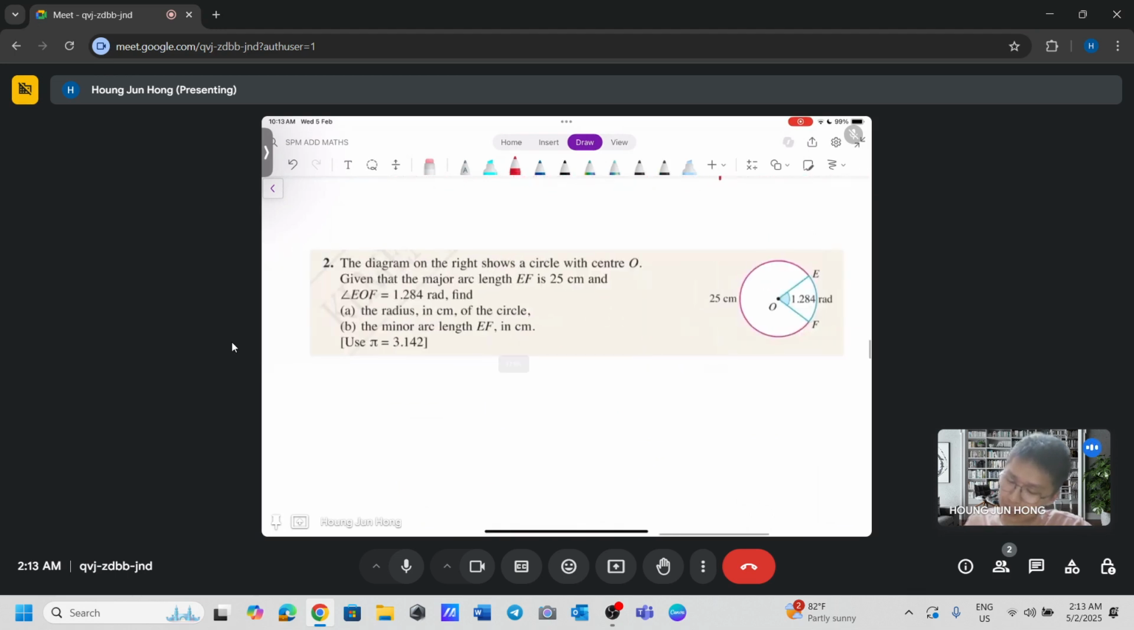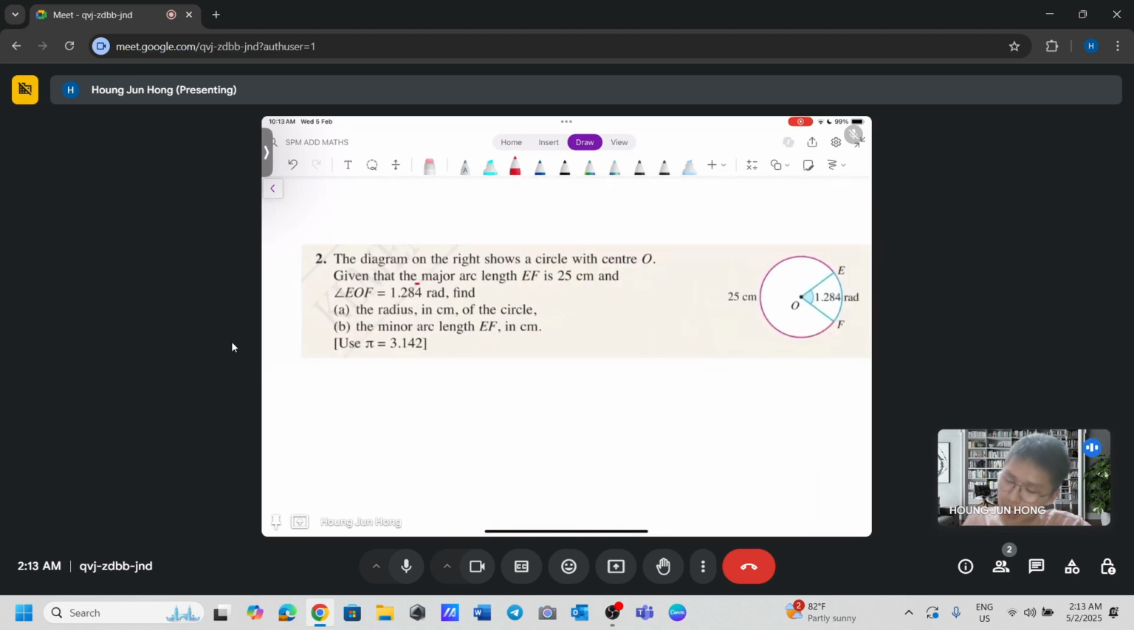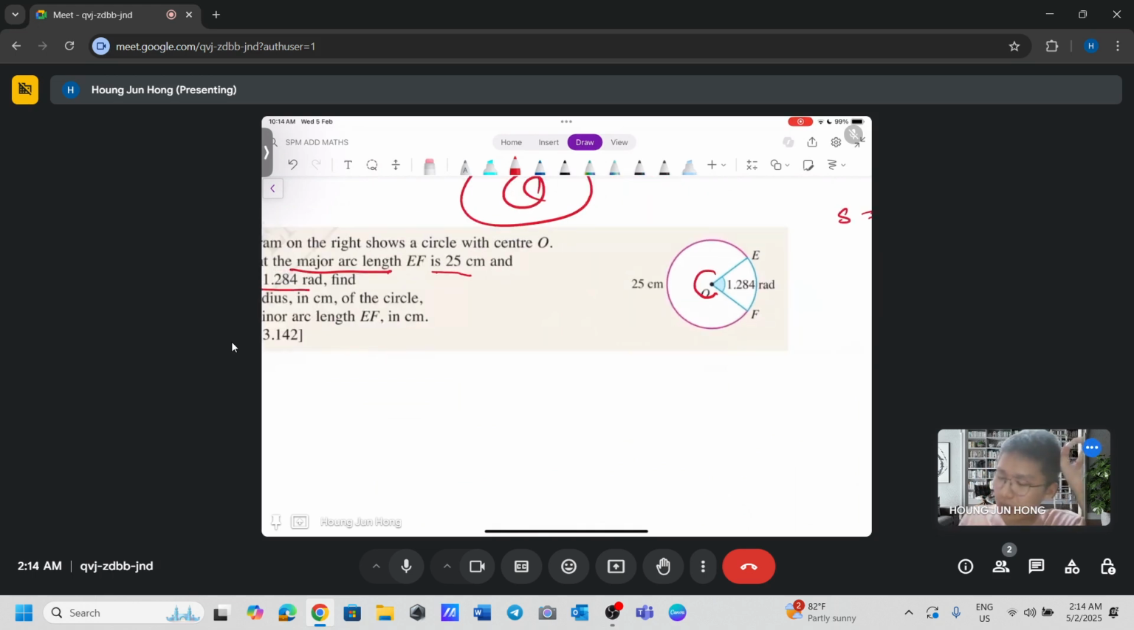First of all, the radius. It says the measured arc length is 25 cm and then EOF is 1.284. So again, we are given one side and the other side. Try to find the angle first. Always find the angle first. This is a chapter about angle. You start everything with angle, radian, right? Always find the angle first. 360 is 2 pi. Remember this?